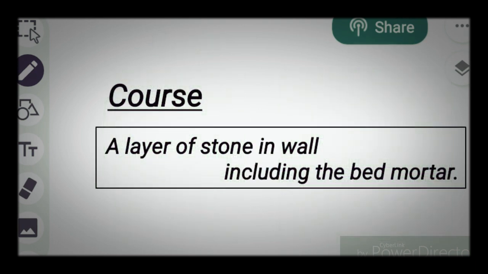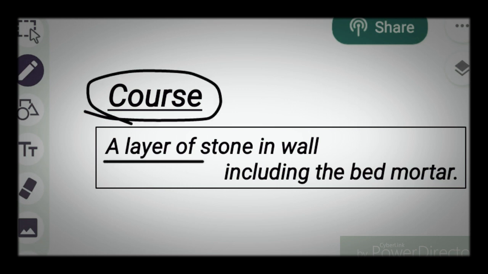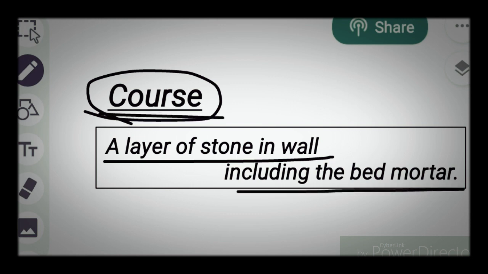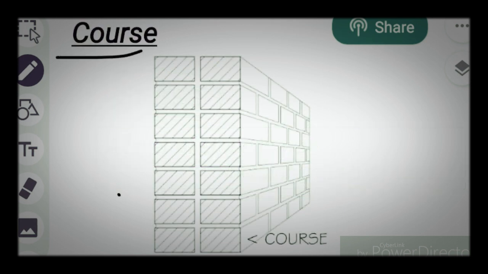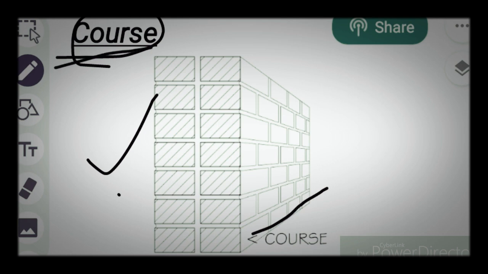Last terminology, course. Course is a layer of stone in wall including the bed mortar. Remember, course is a layer of stone in wall including the bed of mortar. So understand course through image. This layer of stone including bed mortar is called course.